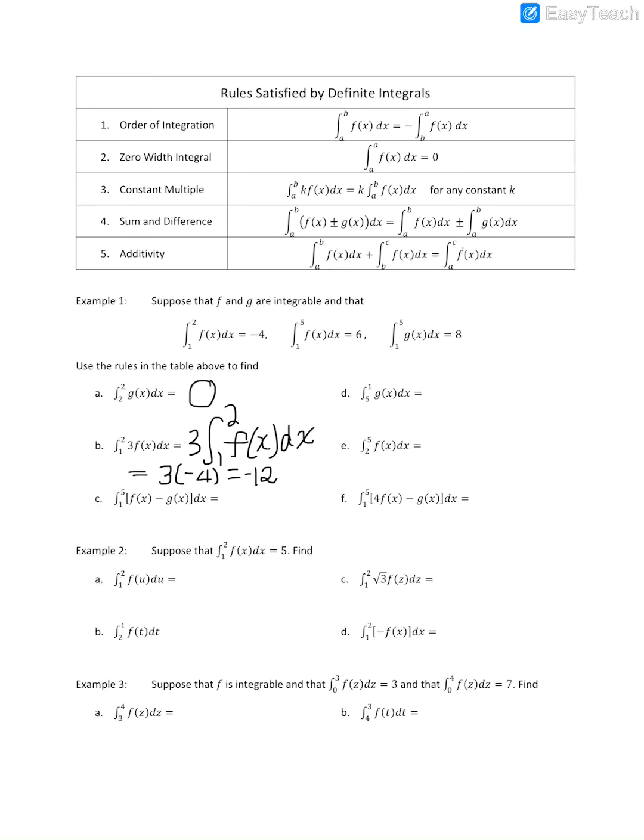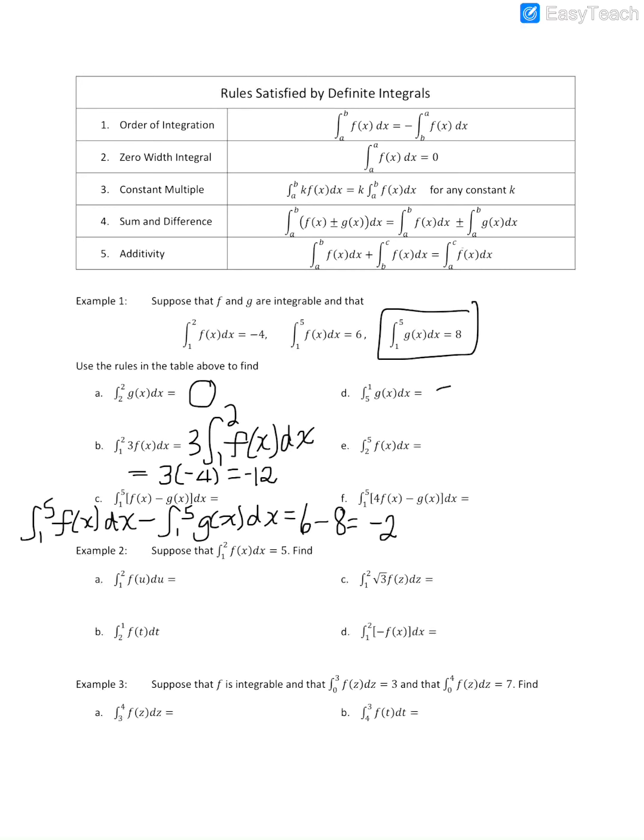Okay, C, we have a subtraction. So this is rule number 4 from above. And this just says that if you are subtracting, we're allowed to split this into 2 separate integrals. So I'm going to do that. This would give me 6 minus 8, which is -2. Okay, let's go to D. Notice on D, this is exactly like this, except the 1 and the 5 are switched. So that is rule number 1 from above. So instead of the answer being 8, it's going to be -8.